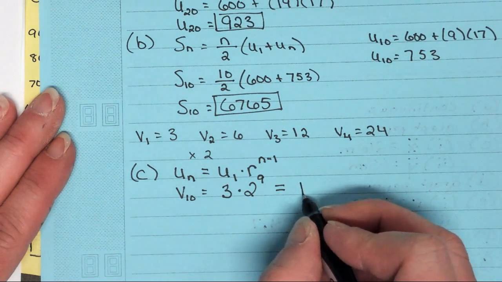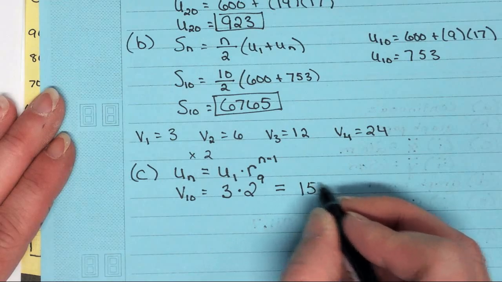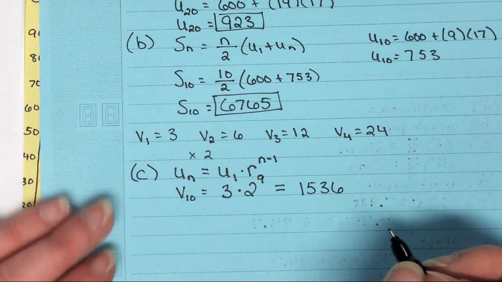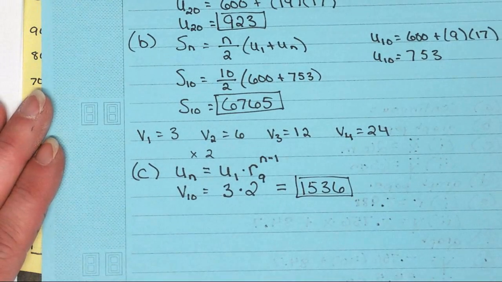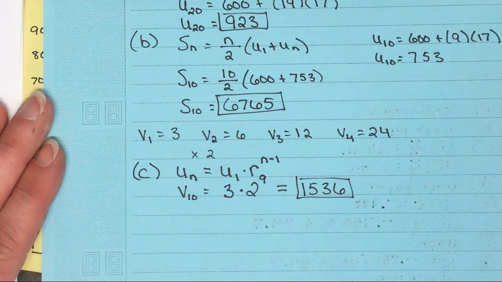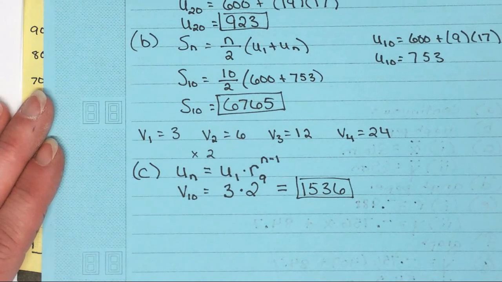I believe it's 1536. Find the sum of the first 8 terms. Could you technically multiply by 2 each time and find the first 8 terms and add them up? You could if you wanted, or I can use the formula.